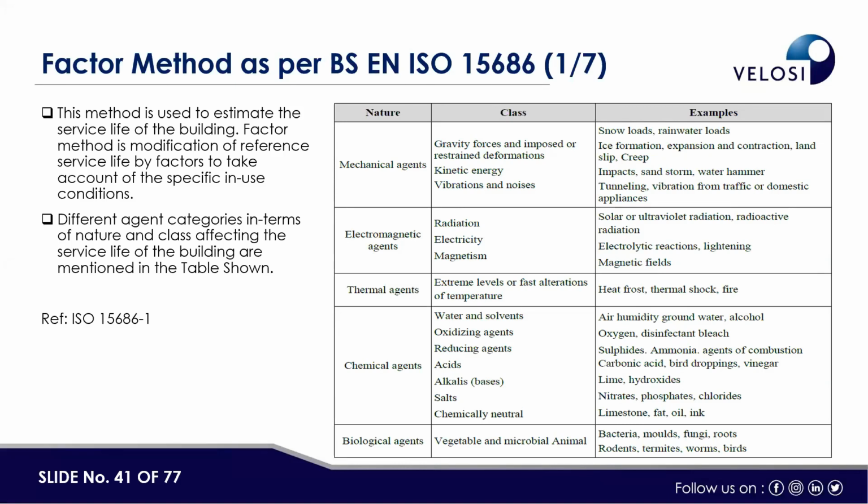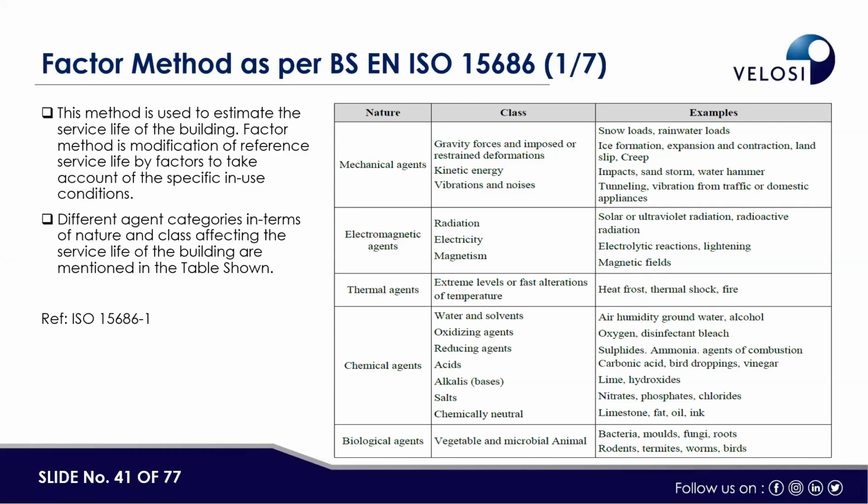And these are the agent categories, and there are classes for these agent categories. This is in reference to BSE and ISO 15686-1. There are 10 parts of this ISO code, and we are referring to 1 to 8 here. Mainly from parts 1 and 8 we are taking references for the calculation of remaining service life.